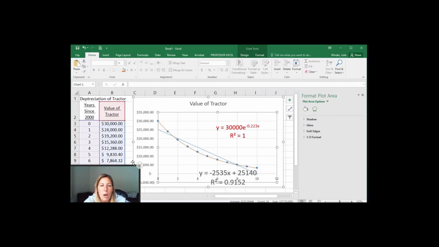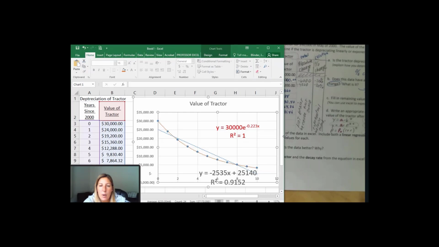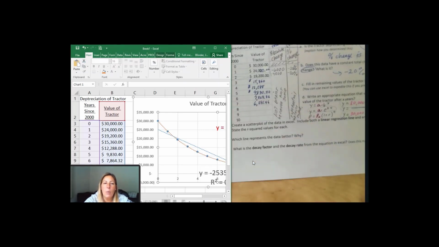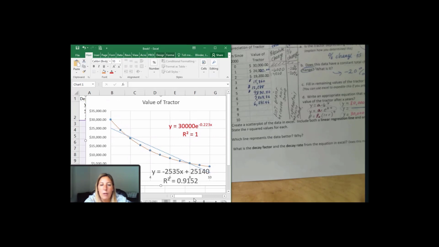Now, look how cool this is. We have my exponential model giving me an R² value of 1, and my linear model is giving me an R² value of 0.91. Which one do you think is going to fit that data better, and why? Well, I'm going to say that the exponential fits the data better. Why? Because it has an R² value of 1.